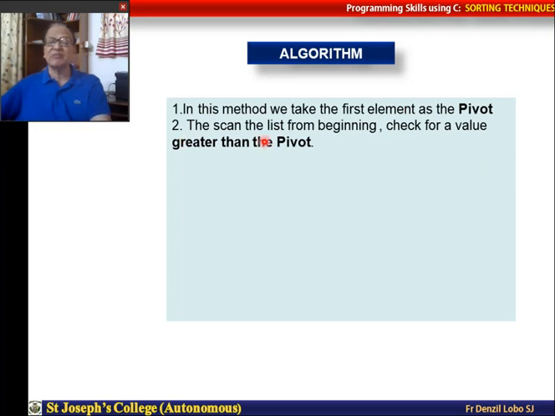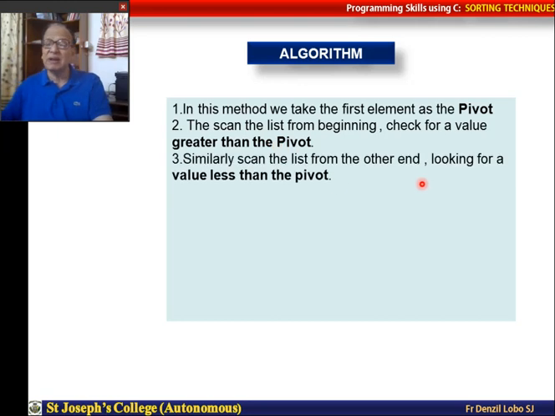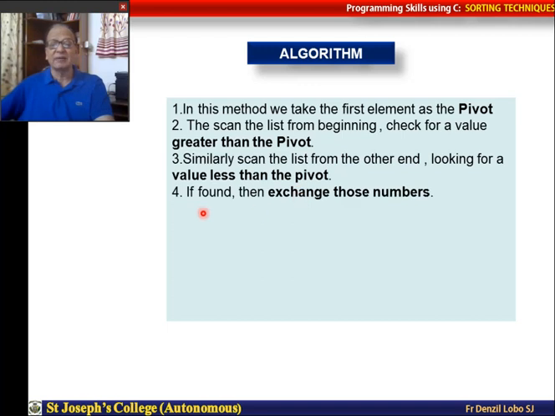Then scan the list from the beginning, from the left hand side. Check for a value greater than pivot. So if it is less than pivot, you go on incrementing the value of i. Similarly, you scan the list from the other end, right, and then look for a value less than the pivot. That is what we did. And once we get those, the greater and lesser values, we exchange those numbers at positions i and j.